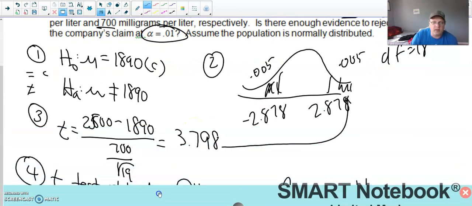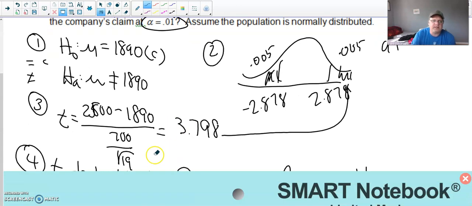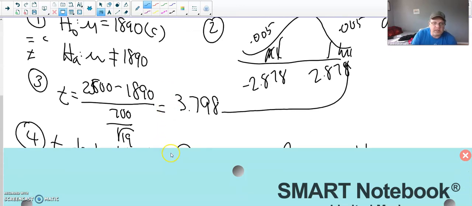Plug in. You got 2,500 minus 1,890 all over 700 divided by the square root of 19. Make sure you plug it in and get the right answer. It's a positive 3.798. You see it falls in the rejection region. So step 4, you tell me.